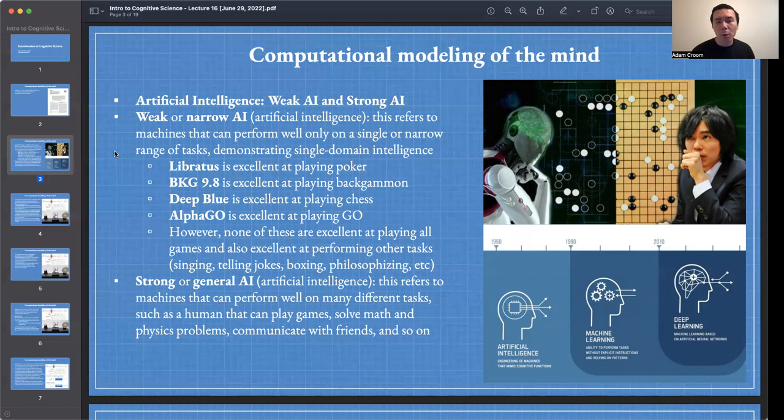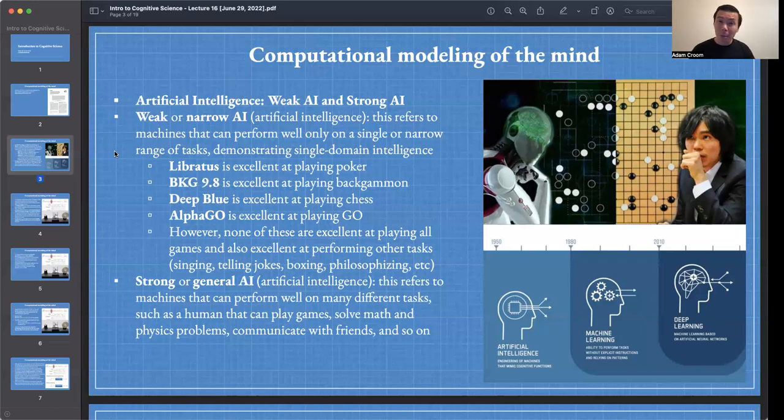So we see that programs like Deep Blue and AlphaGo, although remarkable achievements in the sense of weak or narrow AI, aren't reaching the level of strong or general intelligence. Okay. Strong or general artificial intelligence refers to machines and programs that can perform well on a variety of different tasks. Machines or programs with strong or general artificial intelligence demonstrate intelligence in multiple domains, not just a single domain.